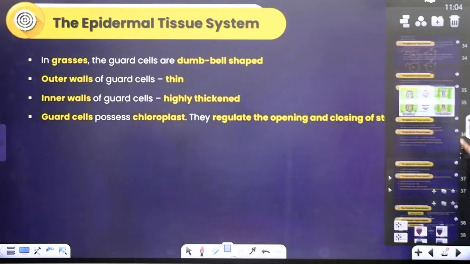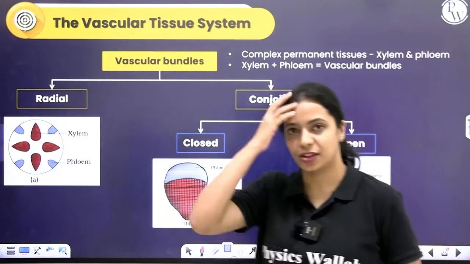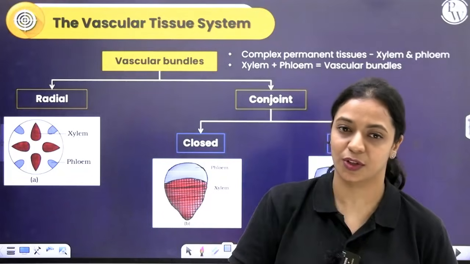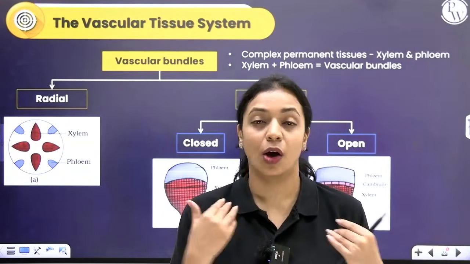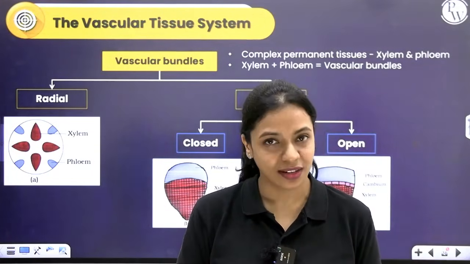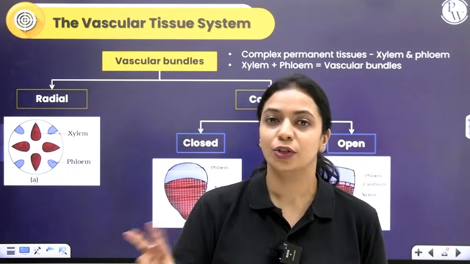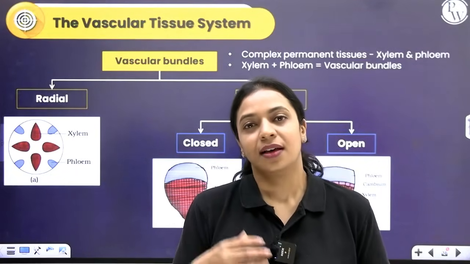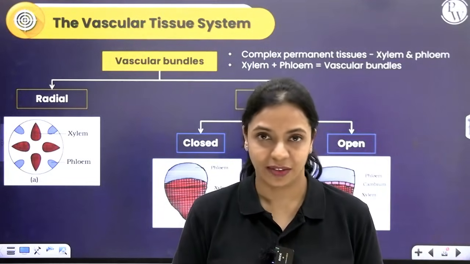Now, that's about the epidermal tissue system. Next, we have vascular tissue system, and then I'll tell you about ground tissue system. Vascular tissue system includes your complex permanent tissue, xylem and phloem. Depending upon how they are arranged with respect to each other, we can classify vascular bundles into two major categories. One is called radial vascular bundle, the other one is called conjoint vascular bundle.